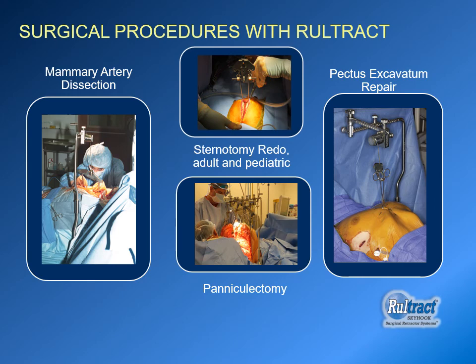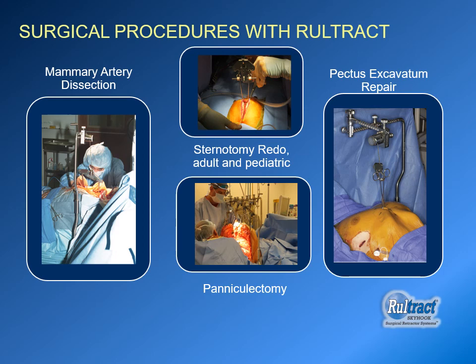All right, so bottom center is paniculectomy. And here you can see two Rultract systems set up, one on either side of the patient on the operating room table and coupled with a coupling bar. Multiple gearboxes and retractor plates are then used to lift and hold the large mass of tissue that is being removed from the patient. And you could see how that would be very tiresome and very difficult to do if you were trying to hand retract that. So the Rultract retractor really provides a great service here for the physicians to do their job.